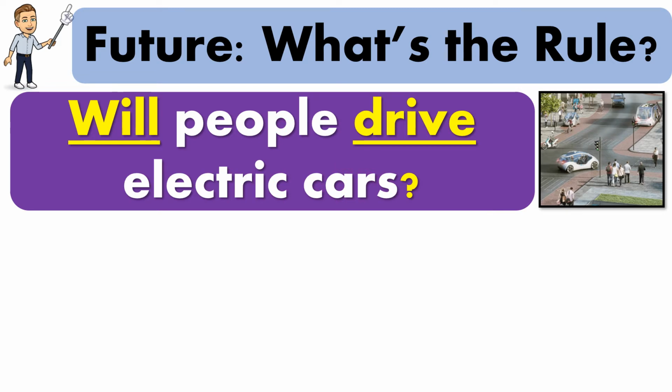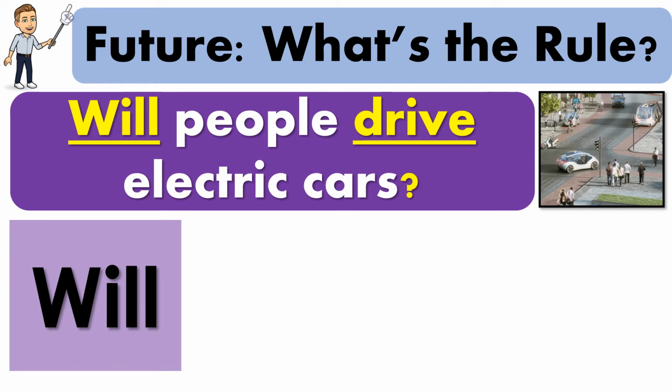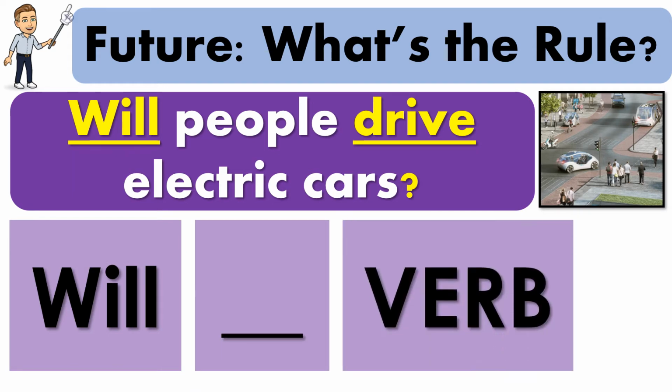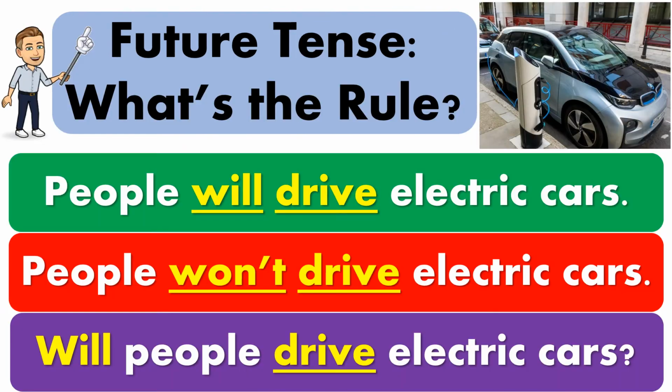And last we have questions. Will people drive electric cars? So we're going to start with will. Then we have the subject and then the verb. And of course, at the end, don't forget question marks, okay? Now, if you can remember these three forms, then you're ready to do very, very well with the future tense that we're talking about in Unit 10.